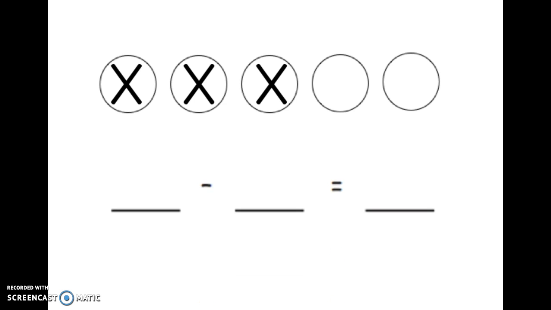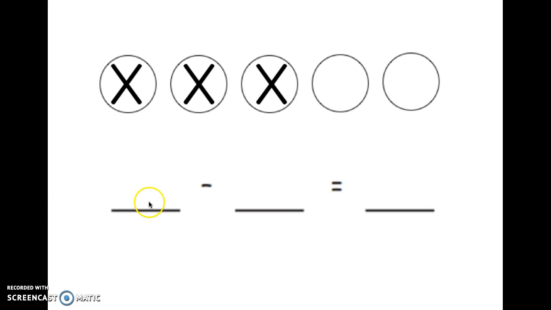Well, for my number sentence today, I'm going to use a minus sign. That's because I'm taking something away. Remember, I ate those delicious cookies. So now we know which symbol we're using. Let's talk about what our numbers are and where they go.